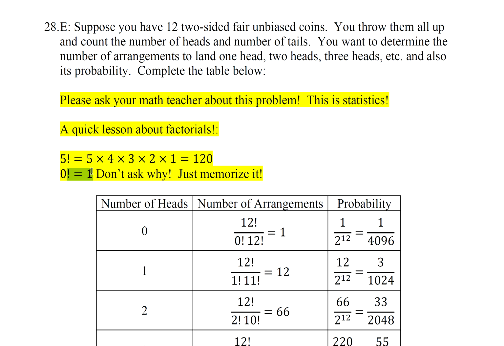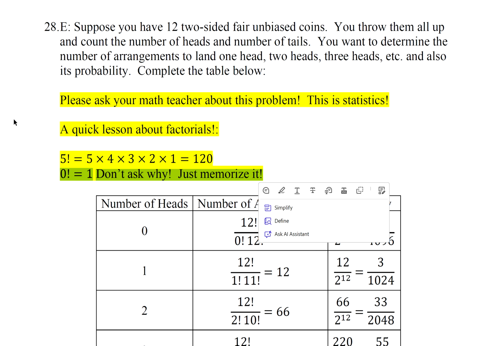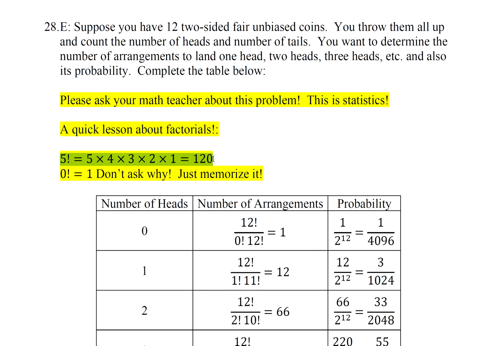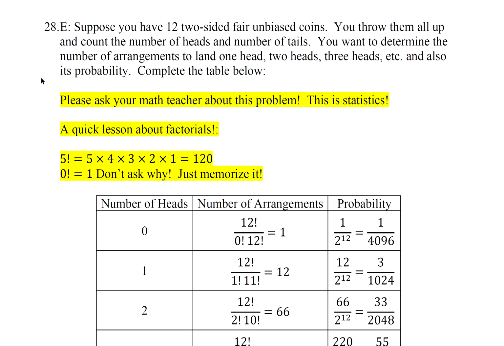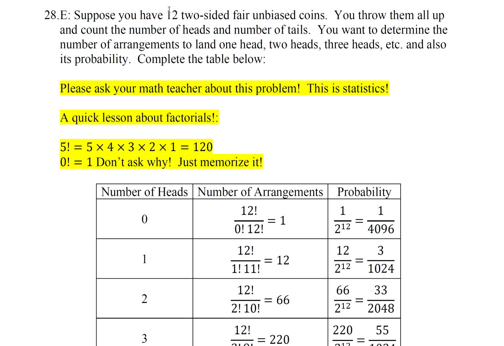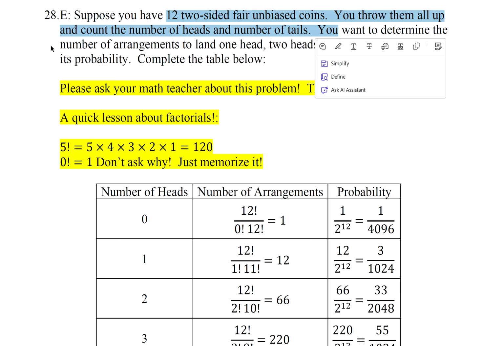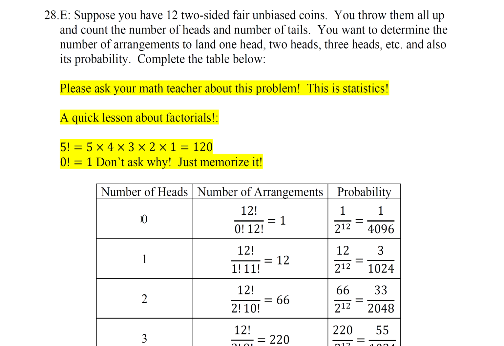0 factorial is equal to 1. Don't ask why, just memorize it. 1 factorial is equal to 1. 2 factorial is equal to 2 times 1. 3 factorial is equal to 3 times 2 times 1. 4 factorial is equal to 4 times 3 times 2 times 1. And 5 factorial is equal to 5 times 4 times 3 times 2 times 1. We cannot take factorials of negative numbers. So just memorize that. So what's the probability of us having 12 coins, throwing them all up, and getting 0 heads? So all tails.